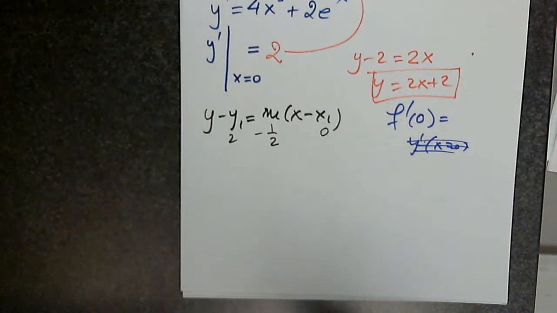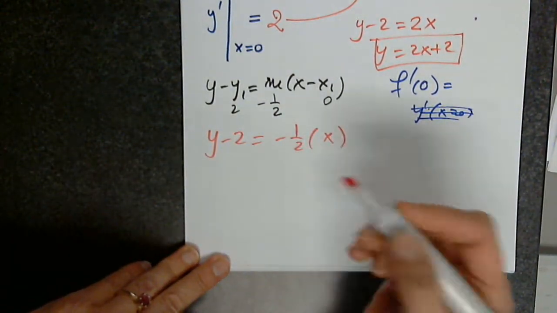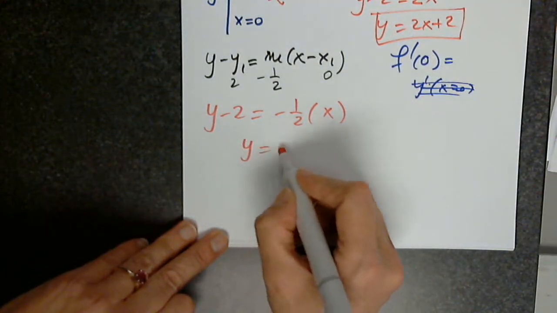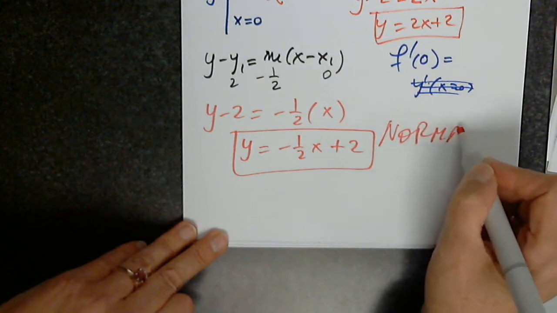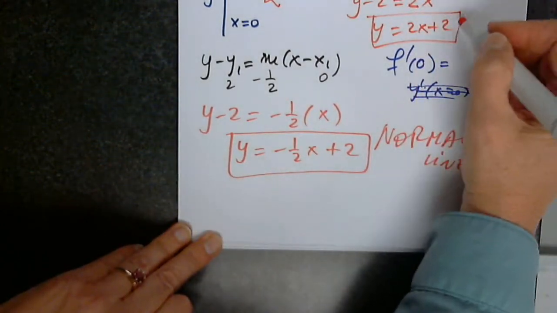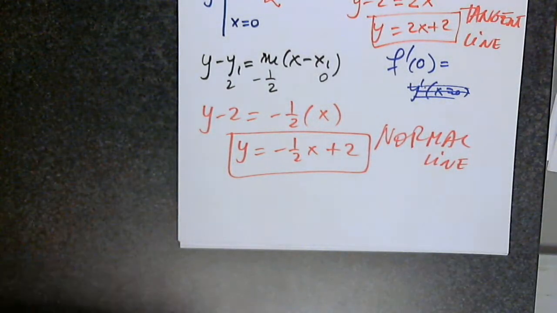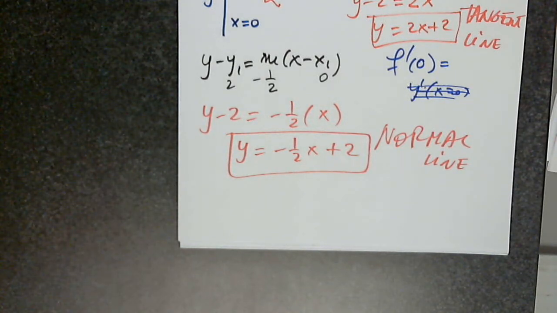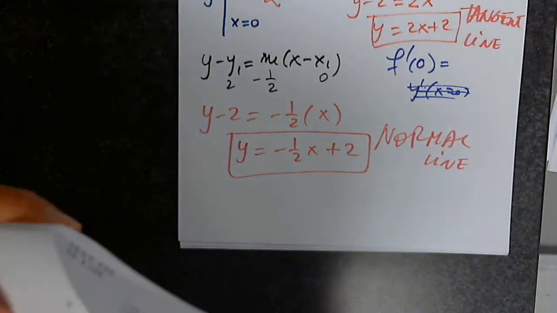So what do I do next? Well, it's y minus 2 equals negative 1/2 times x minus 0. So I have y equals negative 1/2 x plus 2. So this is the normal line, and this is the tangent line. Of course, both of them are at P, to the graph of the function or the curve, but at P. Questions? Questions? I still have time.